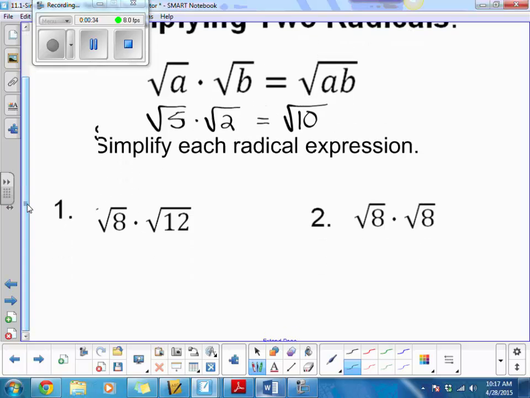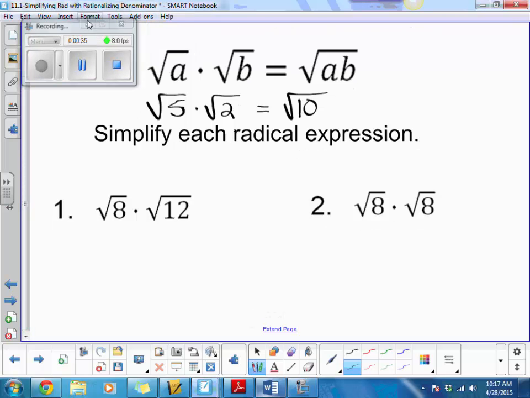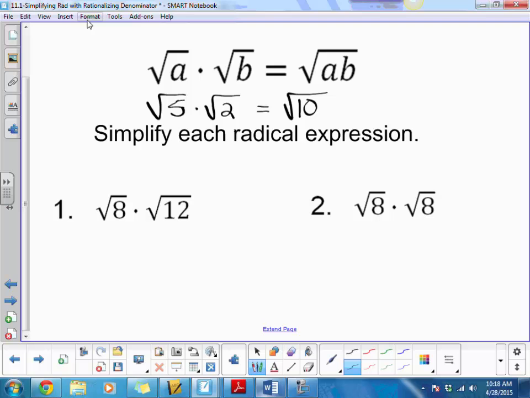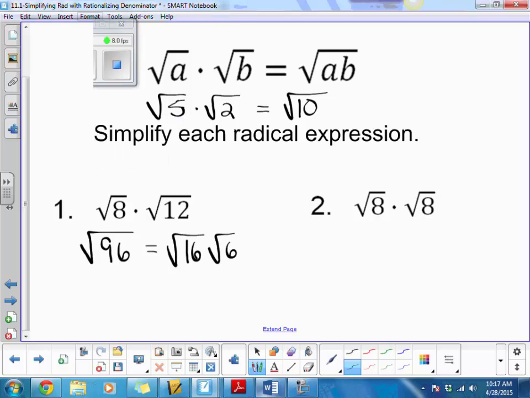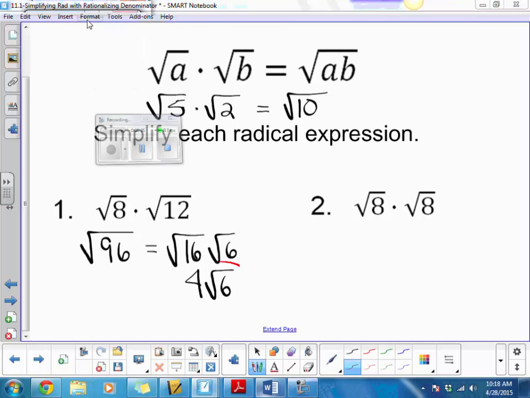So when we simplify square roots, we want to make sure that we do not have any perfect squares underneath our radical. So for this example, I have the square root of 8 times the square root of 12, which is the same thing as the square root of 96. All right? Well, I know that 96 is the square root of 16 times the square root of 6. The square root of 16 is 4, root 6. I know that that is my answer.